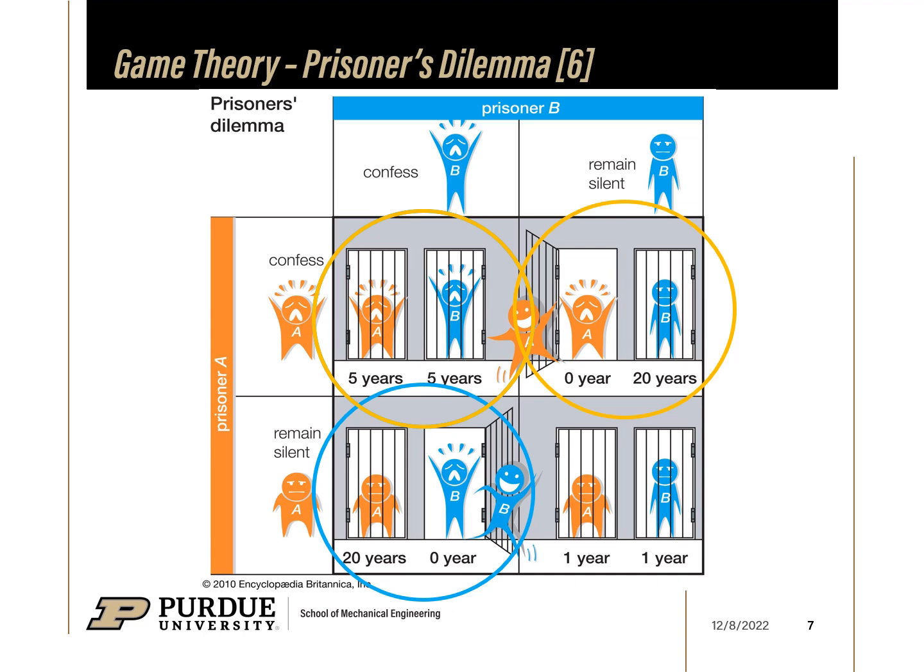What's found is that the solution to this game is that they should both confess. This is called the Nash equilibrium point for this game. However, the interesting note here is that if the prisoners had just cooperated with each other, they could have both remained silent and only gotten 1 year. Whereas with the Nash equilibrium, they both confess and they both got 5 years.